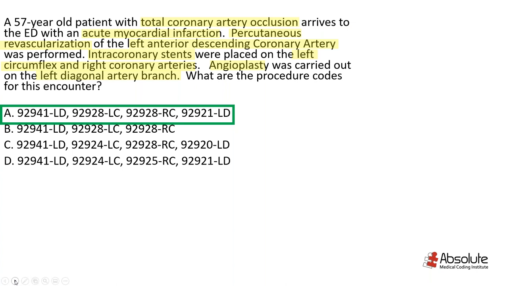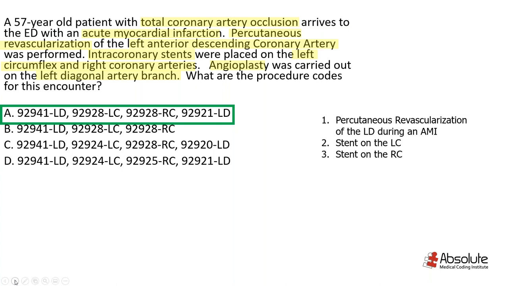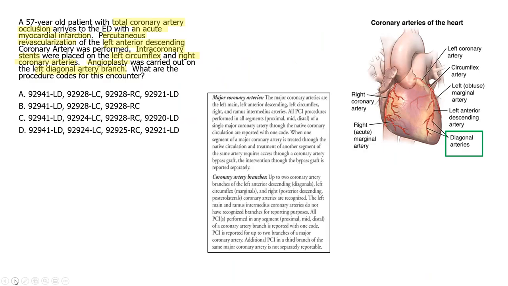Okay, all of these start with the same code. I would want to give a list of what happened here. We did percutaneous revascularization of the LD during an acute myocardial infarction. There's a stent on the LC, a stent on the RC, and angioplasty on the left diagonal branch. So those are the items we need to code for. Now remember, the diagonals belong to the left anterior descending artery.